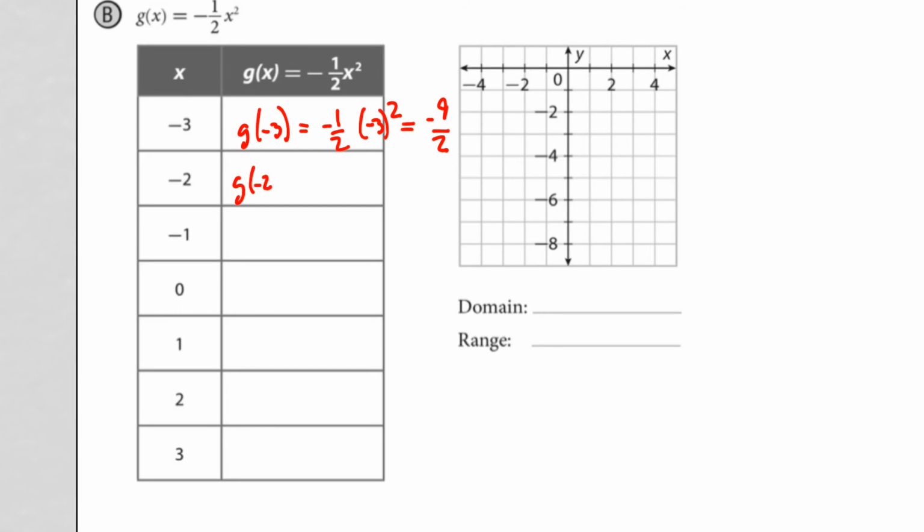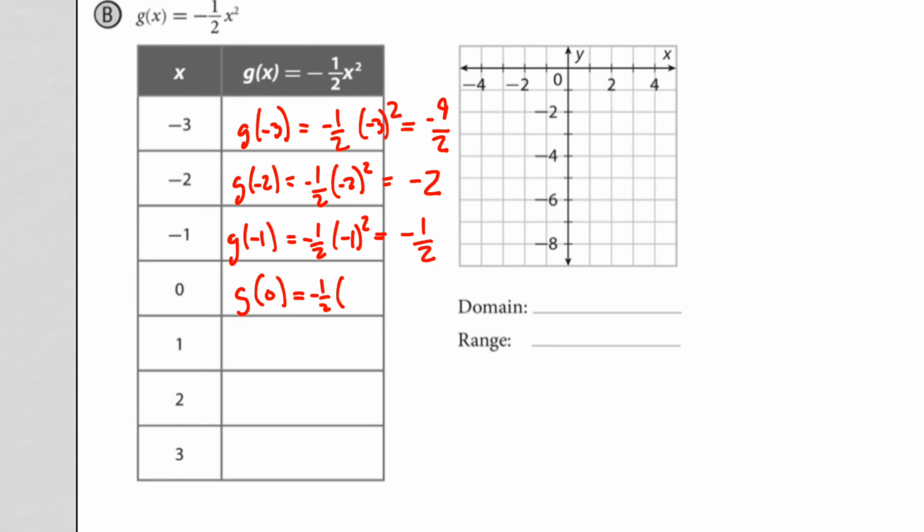G of negative 2, negative 1 half times negative 2 squared. Right, this winds up being negative 2. And when we get to 0, it equals 0.